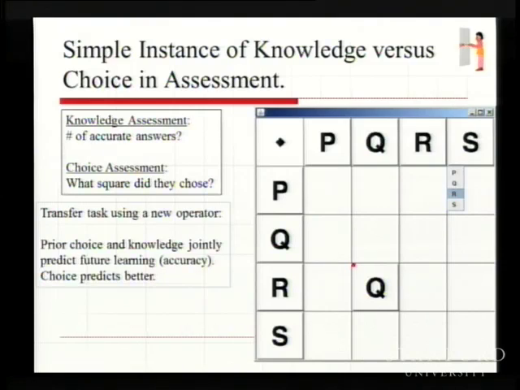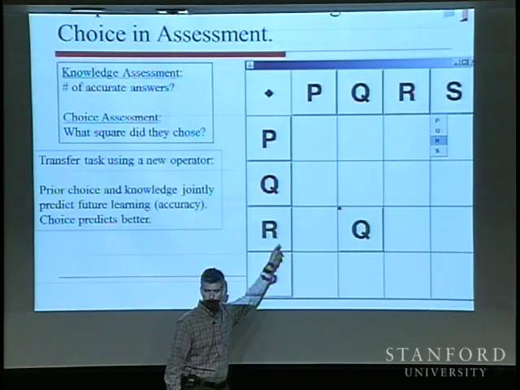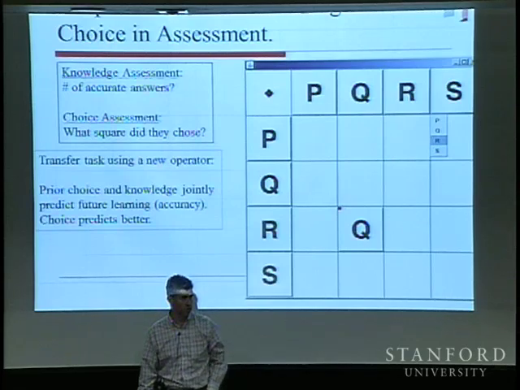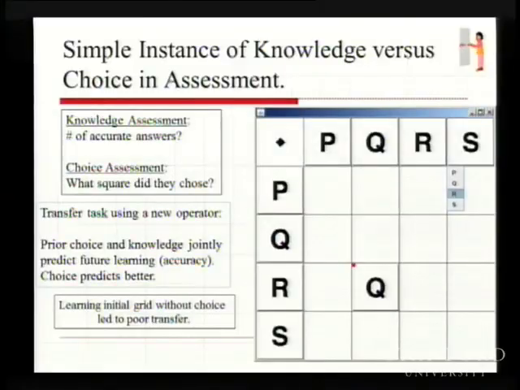Right? So in this case, the choices they made for how to go about learning predicted their subsequent performance better than their accuracy during learning. How? Because if you know what you're doing, you don't just ask random choices, right? You sort of check columns. You track down patterns. So you're looking for rows and columns. As it turns out, there's a third condition where they learned this grid, but they never made choices. We chose the squares for them, and they did the worst on the transfer task. So here's a case where choice improves learning, and the measurement of choice allows you to detect the effects of choosing to learn.